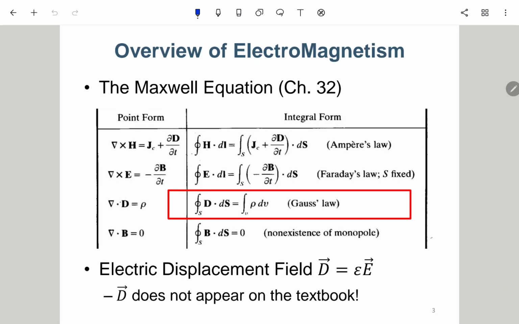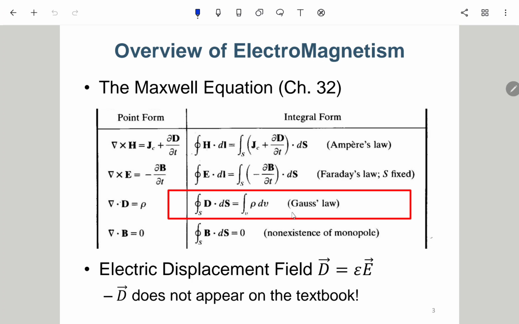Okay, so this is an overview of electromagnetism. As you know, this semester we mainly learn about electromagnetism. If you would like to summarize electromagnetism in 2 words, we'd say it is the Maxwell equations. Actually the Maxwell equations include 4 laws. The first one is the Gauss law, here actually the third line.